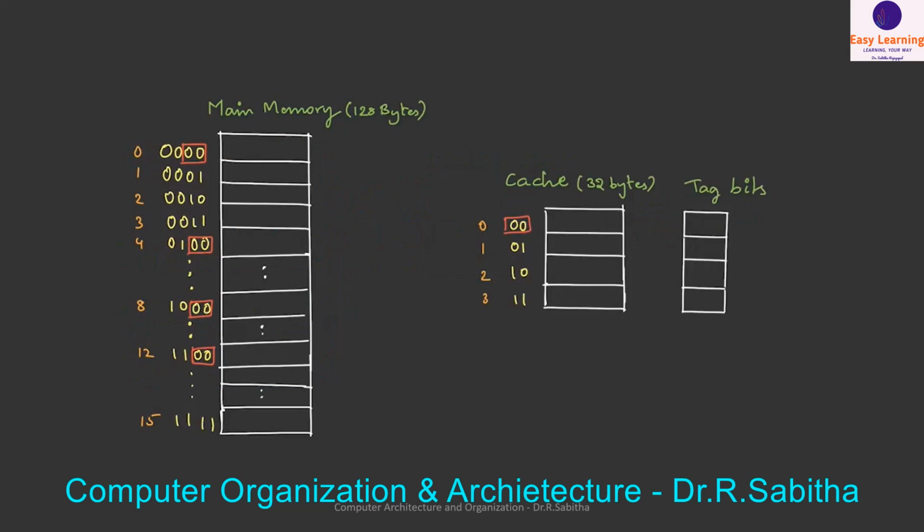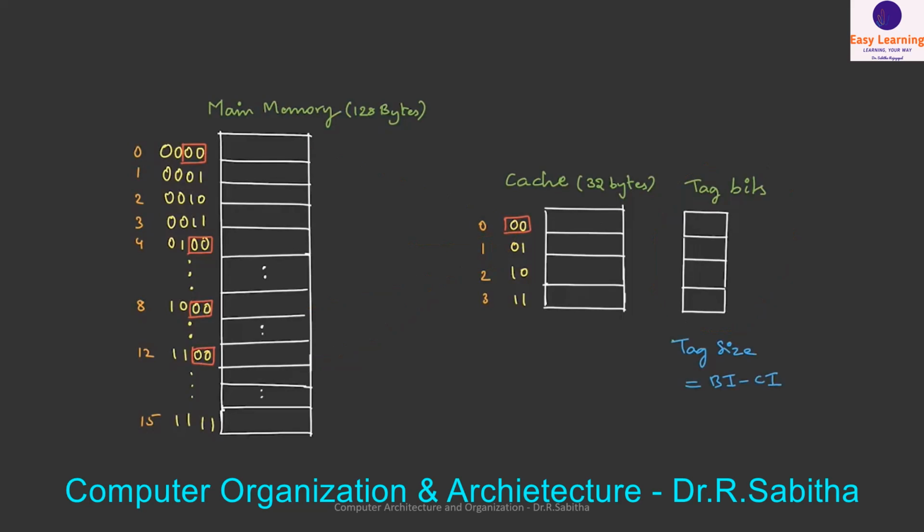So in order to identify whether the respective block is there in the cache or not, there is a mechanism which is called tag bits. We will be using tag bits because blocks 0, 4, 8 and 12 should all be placed into line 0. We have to know which block has been placed, whether it is 0, 4, 8 or 12. We want to identify which block. For that you are using these tag bits.